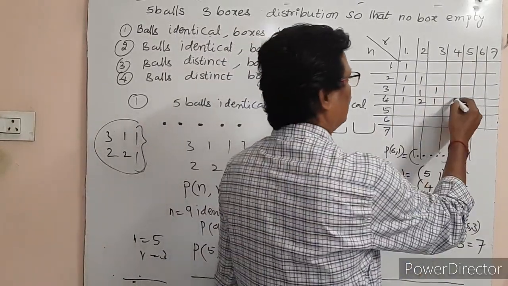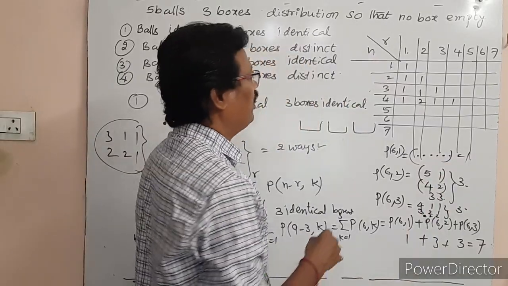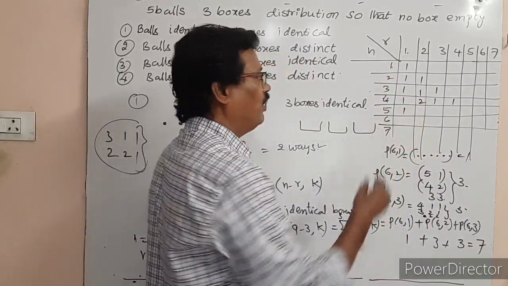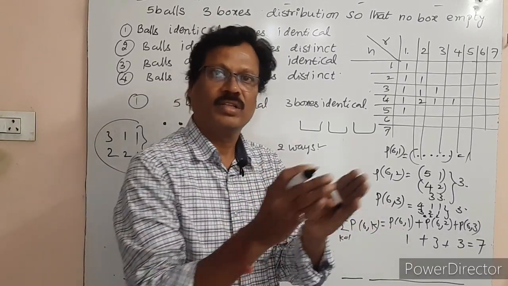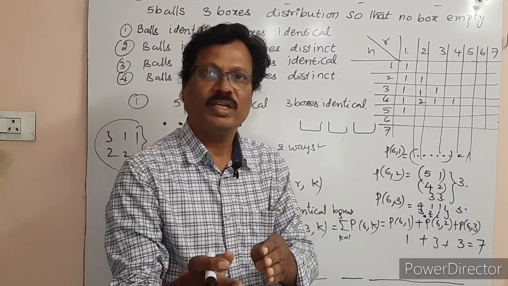Four balls into four partitions, 1, 1, 1, 1. Four ones. That is one partition. And five balls into one partition, 1. Five balls into two partitions, that is 4, 1 and 3, 2.